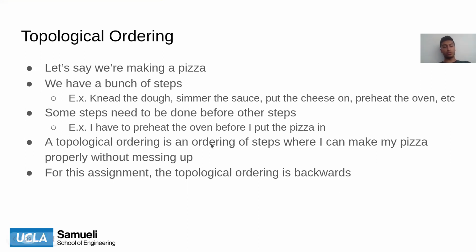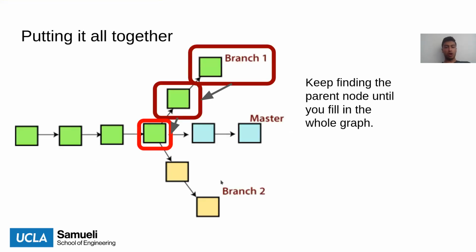So for this ordering, it's just a recipe. What you see on a recipe to make a pizza is just a topological ordering of the steps you need to make the pizza. For this assignment, we're using these parent-child dependencies to make an ordering. And the ordering is kind of backwards, which basically means you start off at these leaf, childless nodes, and then you print those out first, and then you go backwards for the ordering.